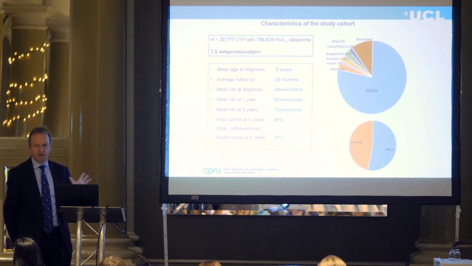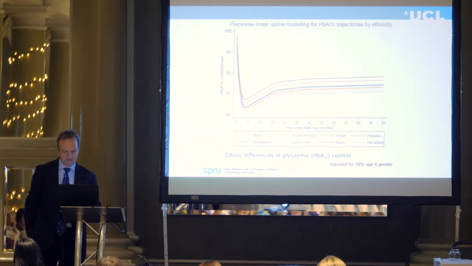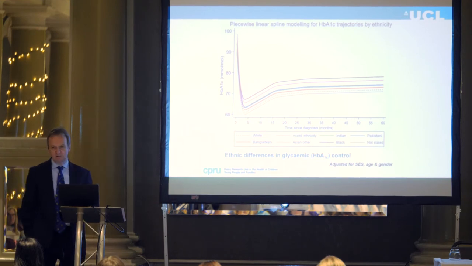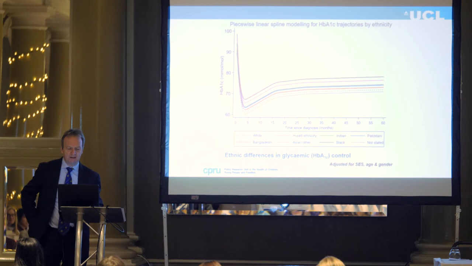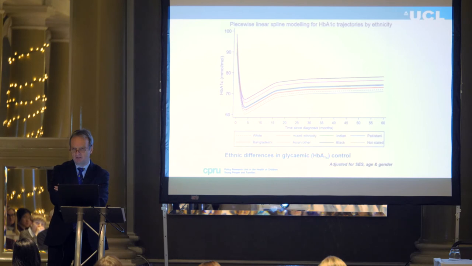Insulin pump at five years follow-up, they're about a quarter on a pump. So what does the longitudinal analysis show? What the analysis shows is it bears out the cross-sectional data, so it's even more powerful now. If you look at, let's just take two lines. On the whole, I won't expand it, but broadly at diagnosis, there's not much difference. All of these children have an HbA1c sky high, somewhere around 90 to 95, let's say.